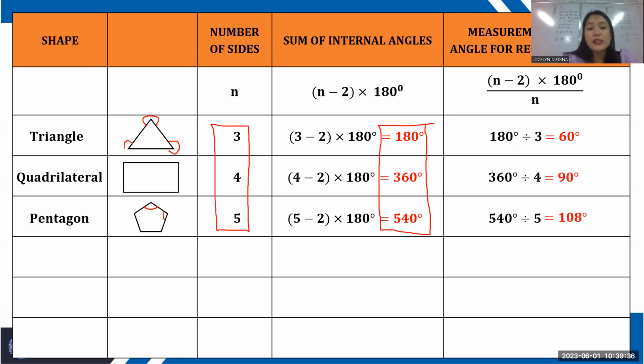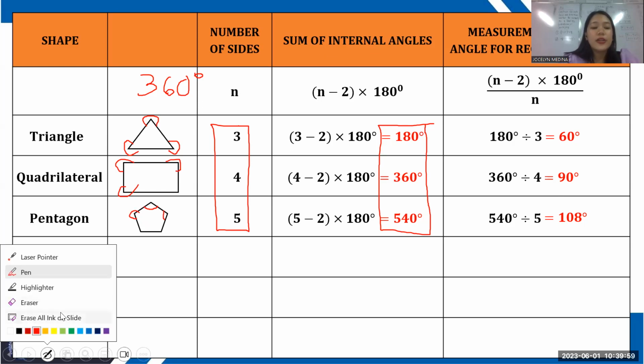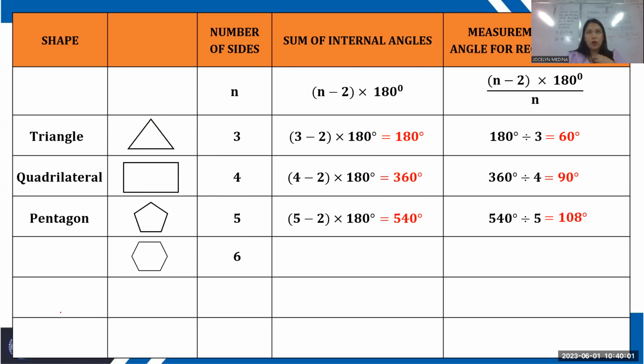Ngayon, ang hindi magbabago is the measurement ng exterior angle. Regardless, kahit hindi sila pare-pareho ng measurement sa loob, the measurement ng exterior angle is always and forever 360 degrees. Kahit ito, 360 degrees dito. 360 degrees pa dito. Okay? Now, let's try your next polygon.